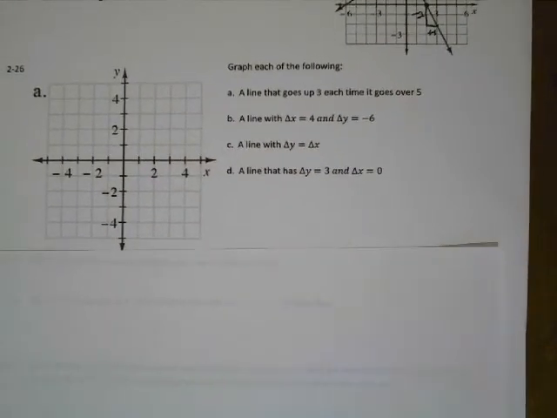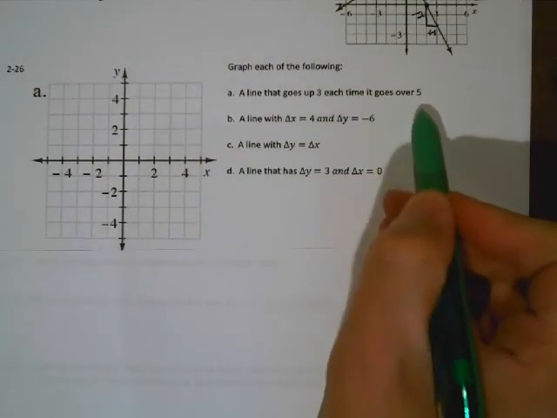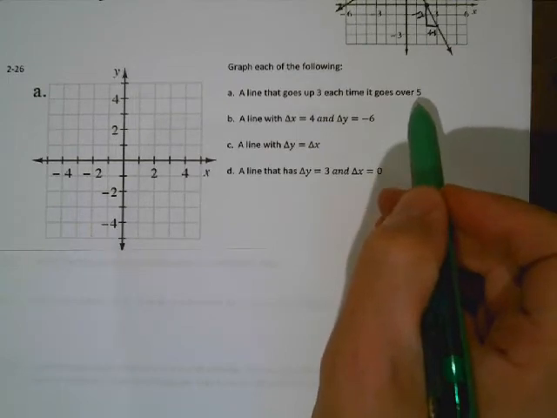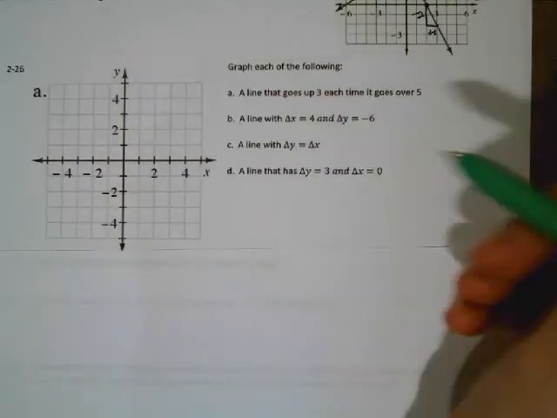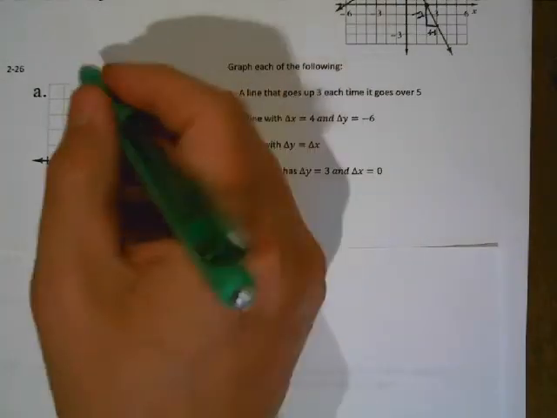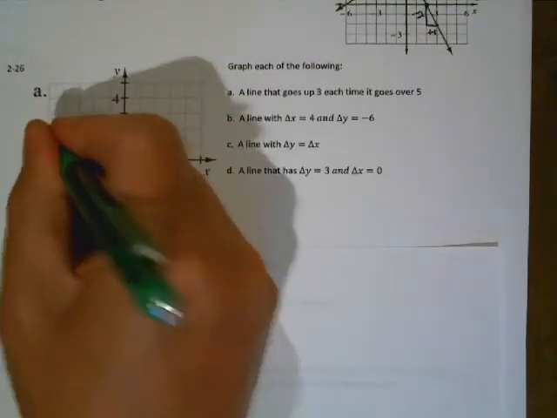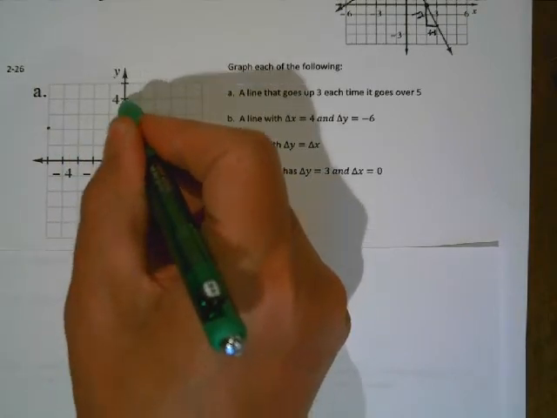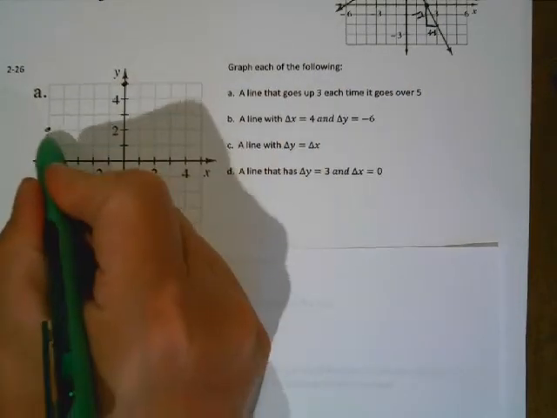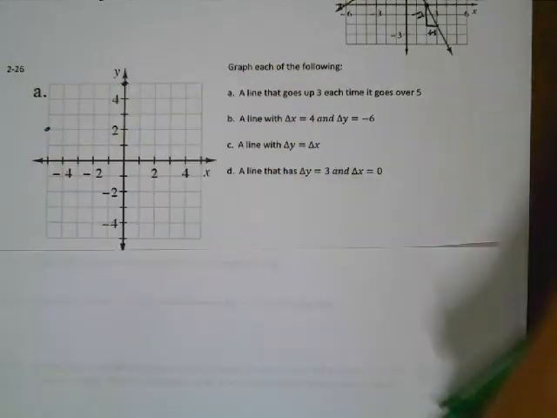I want to make a line that goes up 3 each time it goes over 5. It has to go up 3 and over 5. It doesn't say where it has to start or where it has to end. So I'm just going to say it has to go over 5, and that's a positive. So I'm going to start here. It's going to go over 1, 2, 3, 4, 5, and up 1, 2, 3. So there's a slope triangle going to the right 5 and up 3.